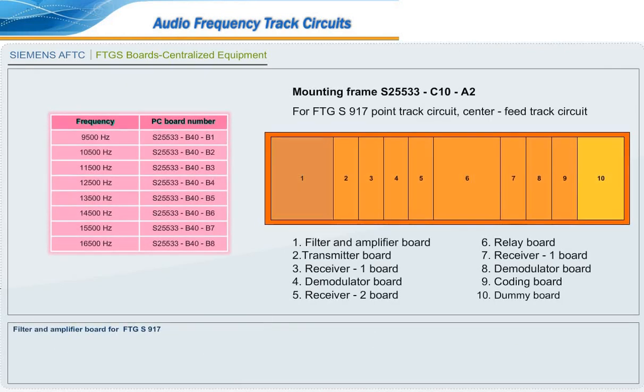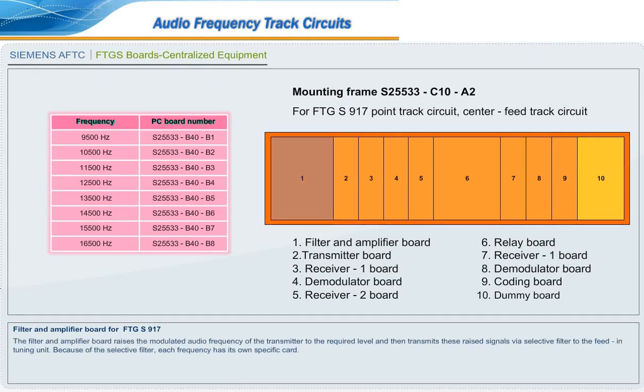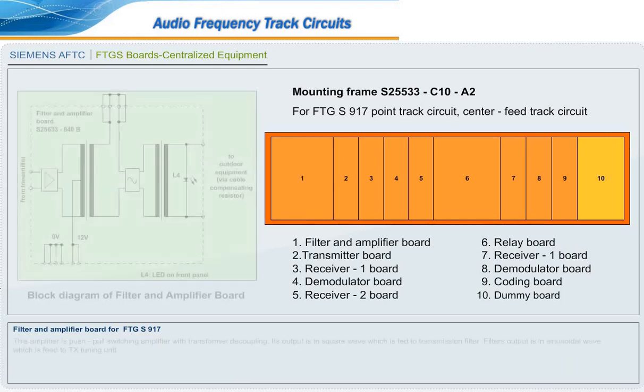Filter and amplifier board for FTG S917. The filter and amplifier board raises the modulated audio frequency of the transmitter to the required level and then transmits these raised signals via a selective filter to the feed-in tuning unit. Because of the selective filter, each frequency has its own specific card.